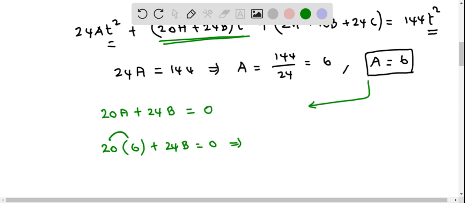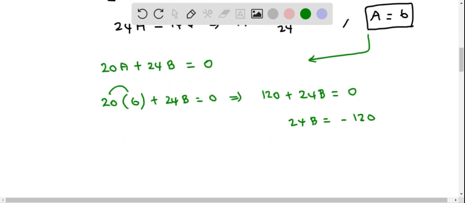So this implies 20 times 6 is 120, plus 24b equals 0. So we get 24b equals negative 120. I subtract 120, and we can solve for b by dividing both sides by 24. So we get negative 120 divided by 24, and this equals negative 5. So we found the value of b equals negative 5.